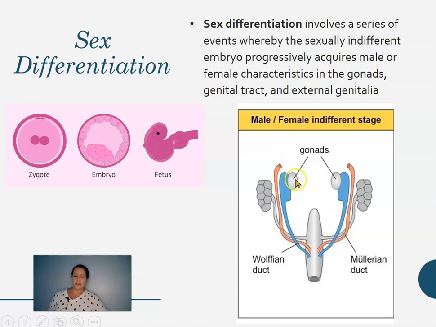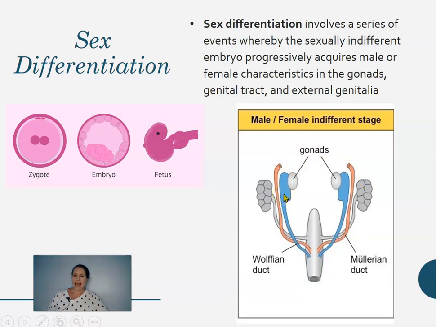So we see gonads, which are eventually going to become either the testes or the ovaries. And then we also have the internal reproductive tracts, which can either develop into the female reproductive tracts or the male reproductive tracts. But early on, within the developmental stages, for humans and for other animals, we see that essentially both systems, or neither, I suppose, develop early on.